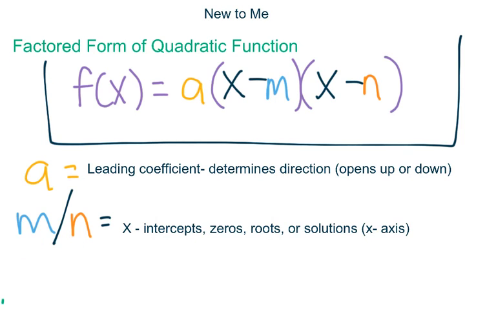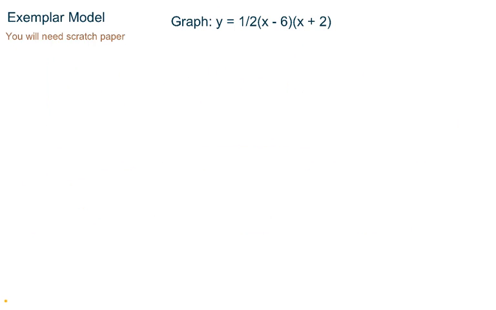If this is factored form, then these are our factors, also known as our x-intercepts, zeros, roots, or solutions. All of these words are interchangeable, and we can find those on our x-axis. So we're going to hop right into it with our exemplar model. You will need some scratch paper and something to write with, not just for this video, but also for your independent work. So please make sure that you have that out.